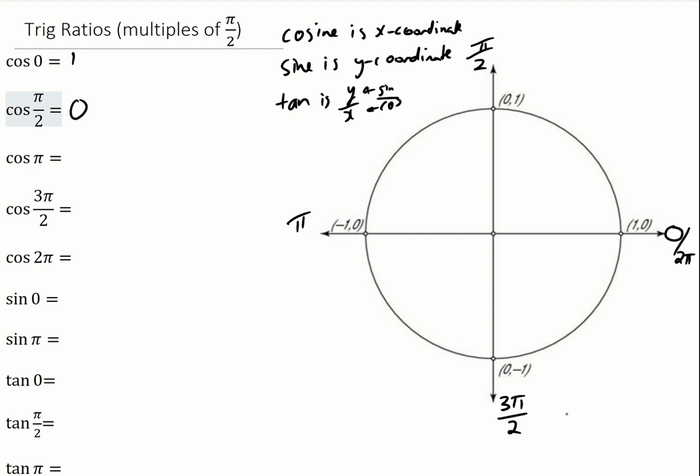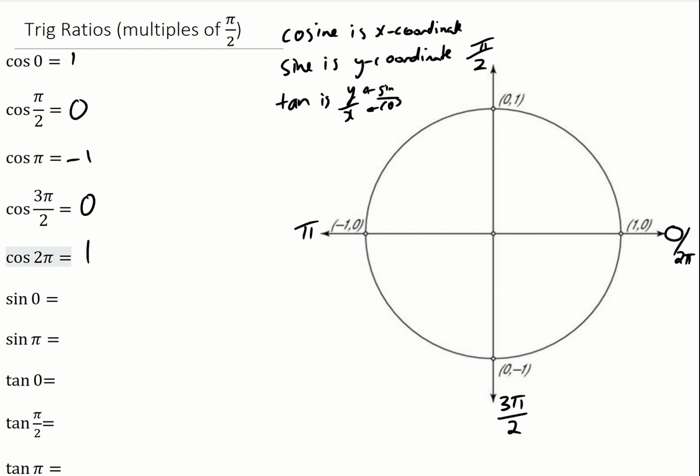Cosine of pi, I'm at the angle pi around here, pi radians, looking at the x-coordinate, it's negative 1. Cosine of 3 pi on 2, I'm down here at the bottom, 3 pi on 2, looking at the x-coordinate on the unit circle, it's 0, and cosine of 2 pi, I'm back at the start, looking at that x-coordinate of 1. Okay, so nothing too bad so far.